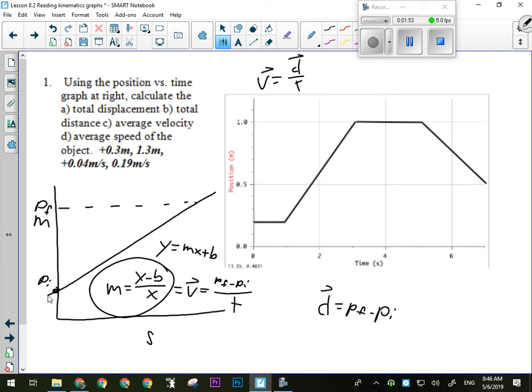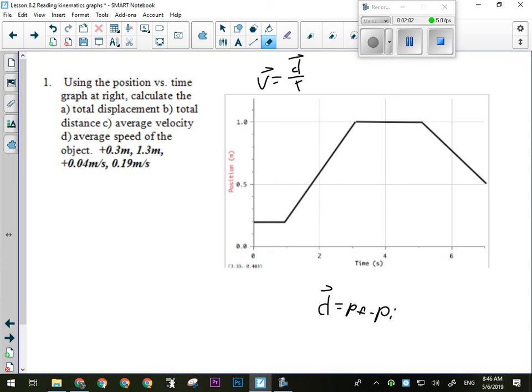Is that ringing a bell from last week? Okay. All right, so on this particular graph here, obviously I'm not going to use any of this slope stuff, okay, because I don't have one single line on this graph. So it says we want to calculate first the total displacement. So that means I'm going to be using this formula here. Displacement is final position minus initial position. According to my graph, my final position is 0.5 meters. And my initial position is 0.2 meters.